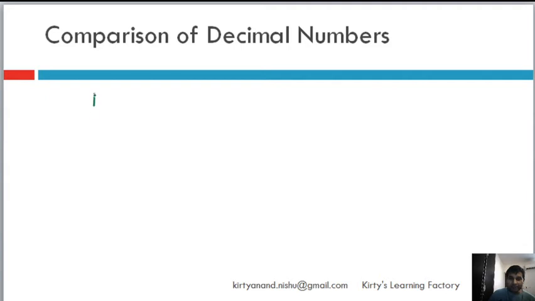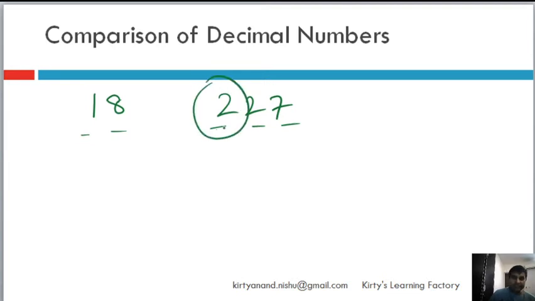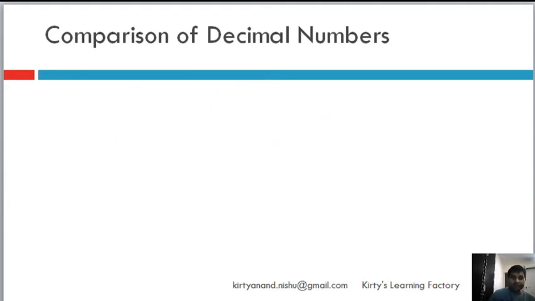Let's say I have to compare 18 and 227. First of all, I simply say that 227 has 3 digits. 18 is a 2-digit number. So if the number of digits in a normal number or a whole number or a natural number is more, the number with more digits is going to be the larger number. Why? Because there is an additional place value sitting here. So it's like 2 into 100.